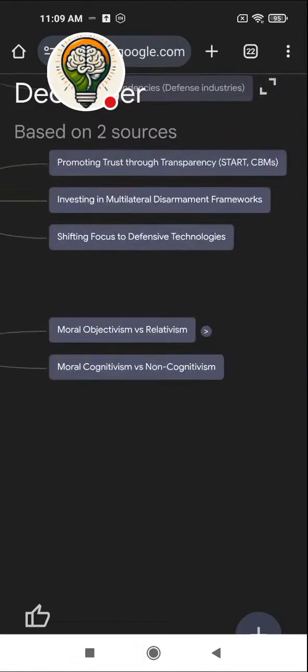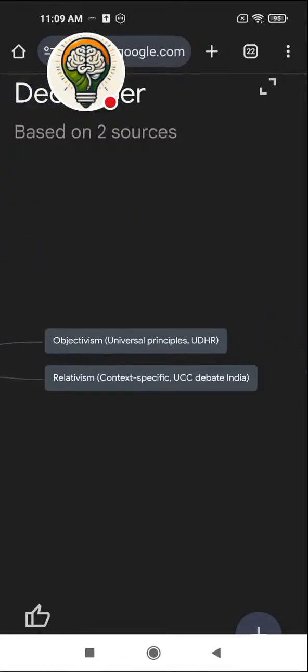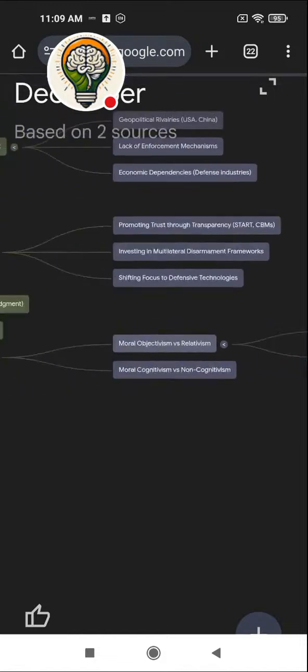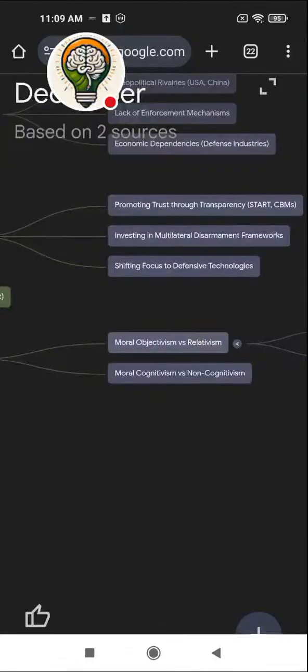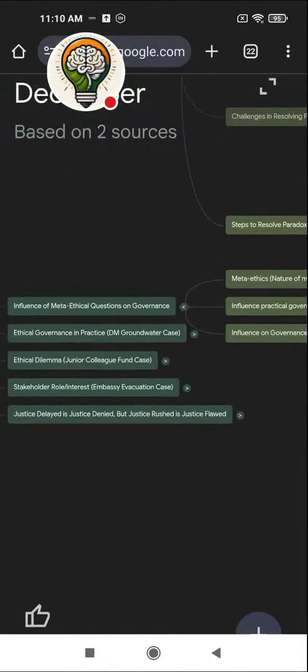So the moral objectivism and realism. So the objectivism, universal principle, like UDHR, and relativism, context specific, UCC debate in India. Then the moral cognitivism and non-cognitivism is also there. Then comes the ethical governance in practice.